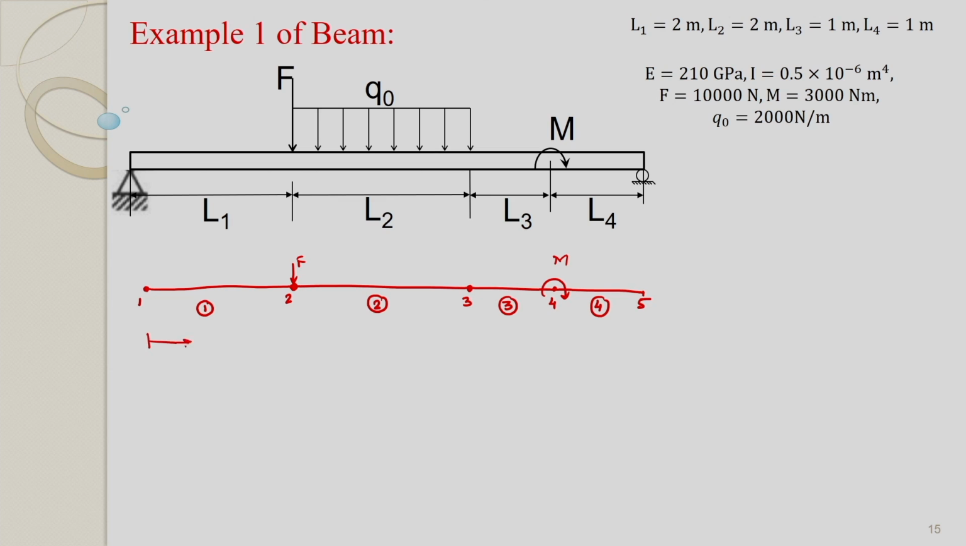Now, this is our origin. So, if we write our coordinates for the entire domain, for node 1 it is 0, node 2 is 2, for node 3 it is 4. So, L1 is 2, L2 is 2, L3 is 1 and L4 is 1. So, at node 4 it is 5 and at node 5 it is 6.